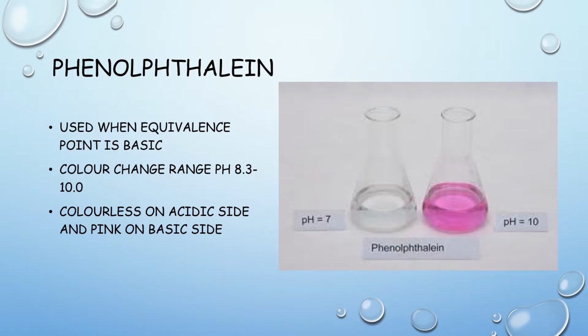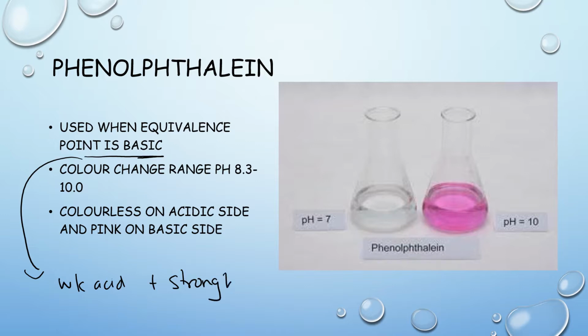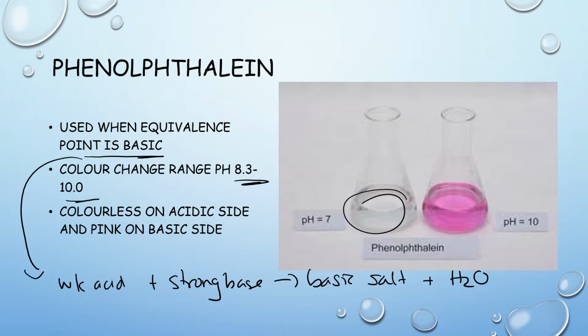Another really common indicator that we use is phenolphthalein. Phenolphthalein's equivalence point is in the basic range, so we tend to use it when we have a weak acid and a strong base, because this will give us a basic salt. So it changes about pH of 8.3 to 10, and on the acid side it's colourless, and on the basic side it's pink.